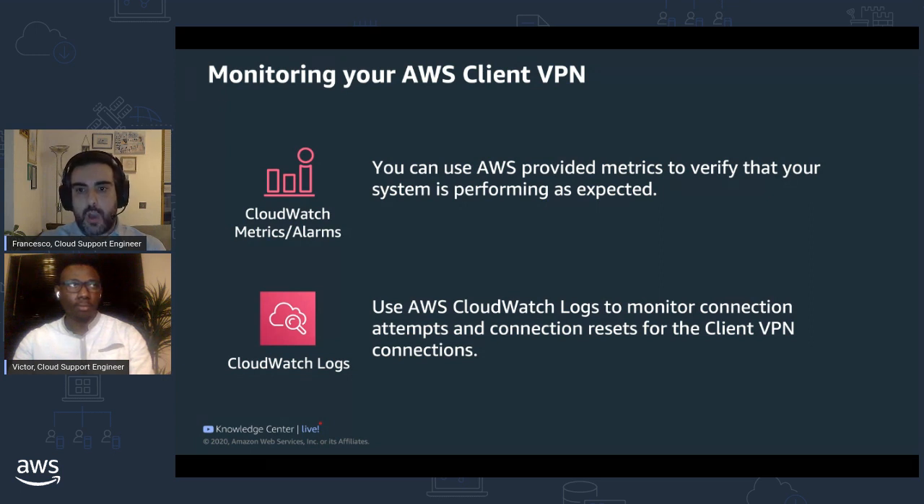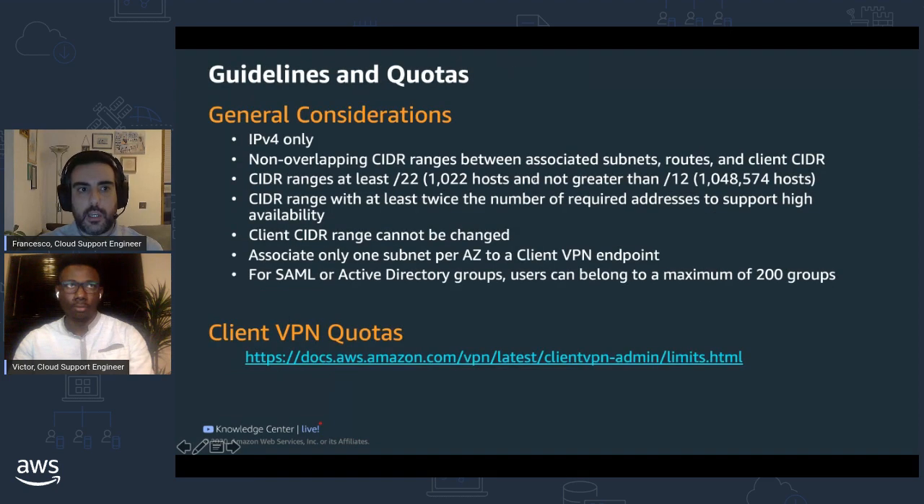So before we leave with any last question, I wanted to talk about last considerations. The service only supports IPv4, and whenever you are setting it up, you need to select a non-overlapping CIDR range between the subnets you're connecting to, the routes, and the client CIDR that you're addressing. This is to ensure that routing can happen without conflicts from the clients to the AWS network. And you need to use at least CIDR ranges of /22 for the clients, which is around 1,000 hosts, and up to a /12, which is about 1 million hosts.